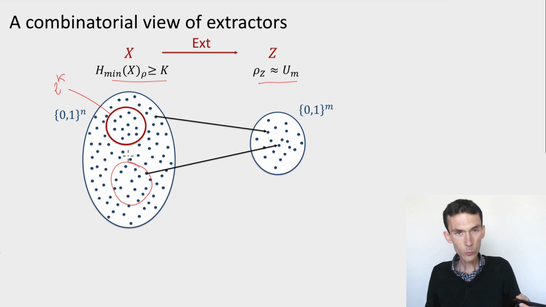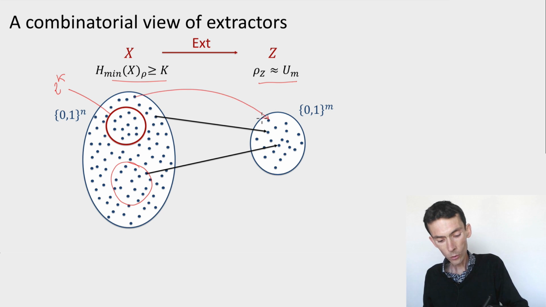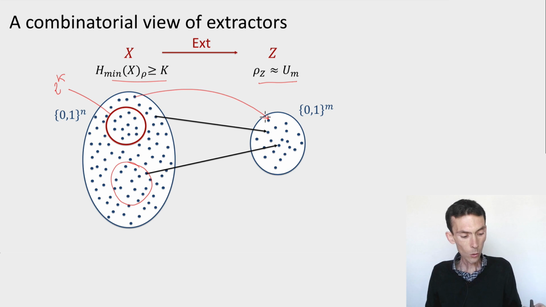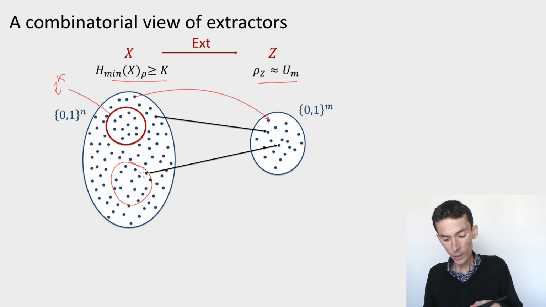And what we'd like is a procedure, which is a map that sends any blue dot on the left to a blue dot on the right, such that whatever the distribution of X, as long as it's distributed over a big enough subset of the original set, then the output of the procedure is uniformly distributed in the range, so in the whole blue set.